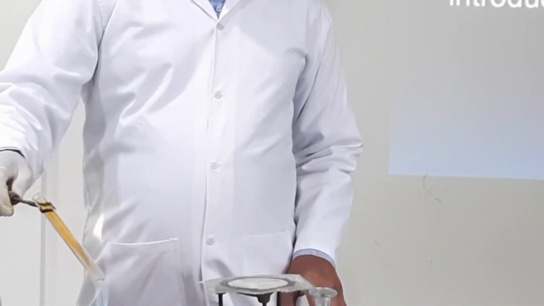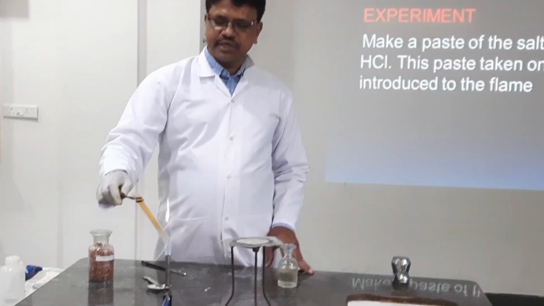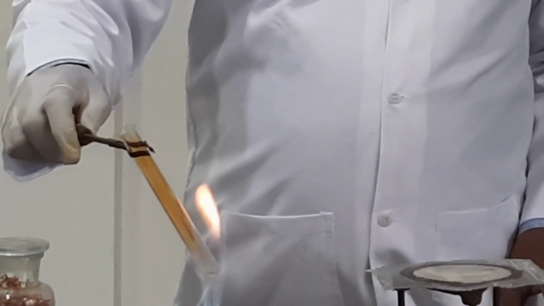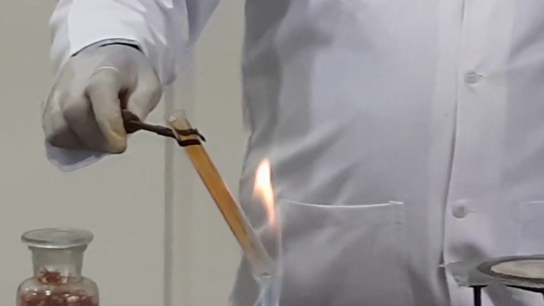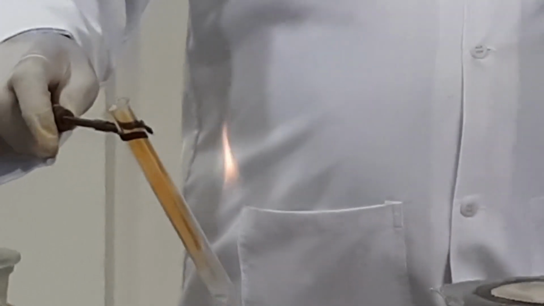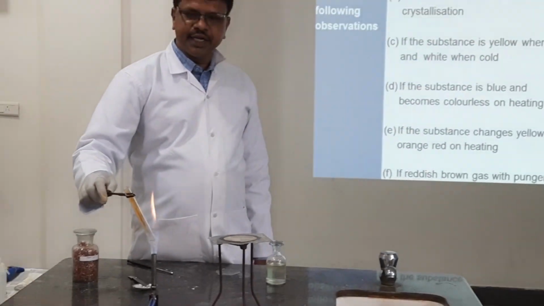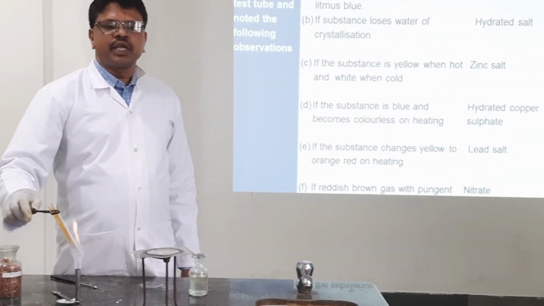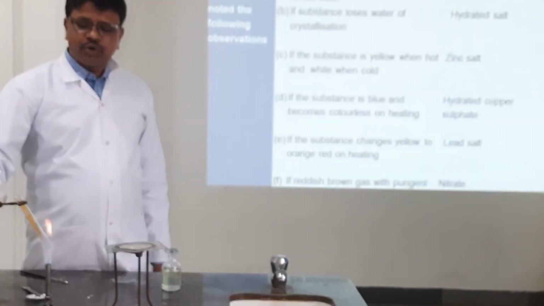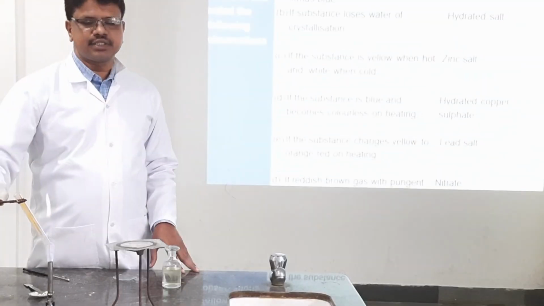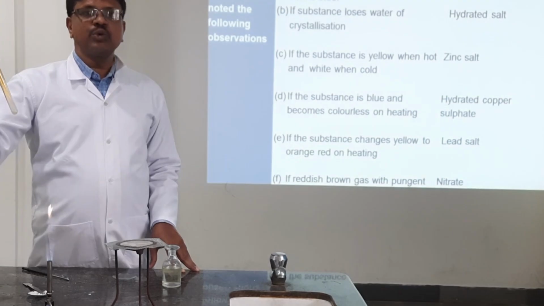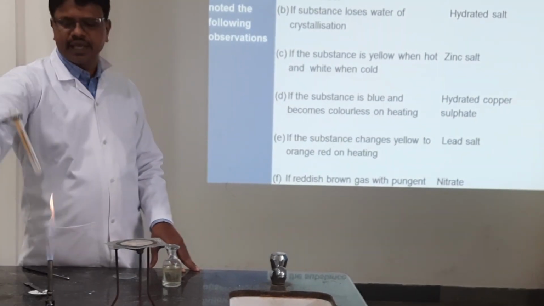So, the solid substance melted. Now it started giving gases. You can see the brown gases are coming out from this test tube. Okay, here in the table of this dry heating test, if reddish brown gas with pungent smell, this is a pungent smell gas only. When reddish brown gases are coming out during the dry heating test, what does it indicate? This salt may contain nitrate ion, NO3 minus ion. You can see the reddish brown gases.